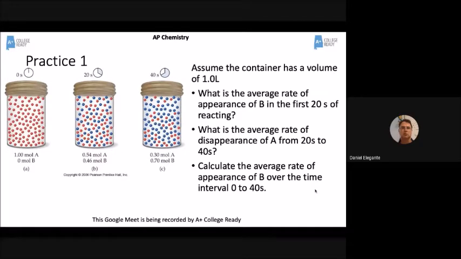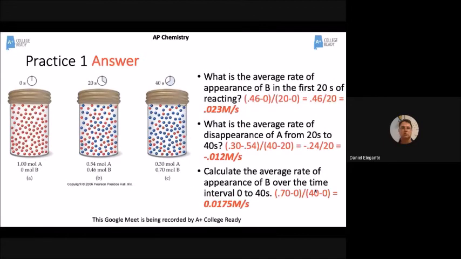You could also look at it between 20 seconds and 40 seconds. You could do all of these, and I challenge you to go ahead and go back and look at those and see if you can think of how that would work. But the answers are basically set out there. You're just taking the difference between measurements in time of the moles of A or the moles of B divided by how much time elapsed.